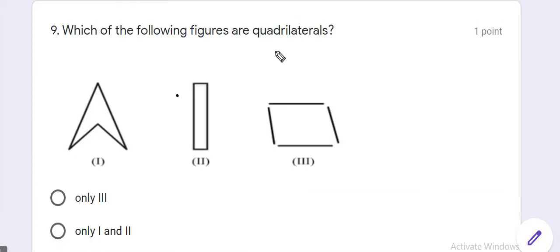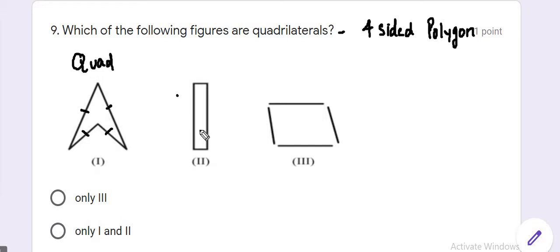Which of the following figures are quadrilaterals? A quadrilateral is a four-sided polygon. Polygon means a closed figure made up of line segments. So this has four sides and it is a closed figure, so it is a quadrilateral. Figure 2 also has four sides and is a closed figure, so it is a quadrilateral. But this figure is not closed, so this is not a quadrilateral. So only figures 1 and 2 are quadrilaterals. So B option is correct.